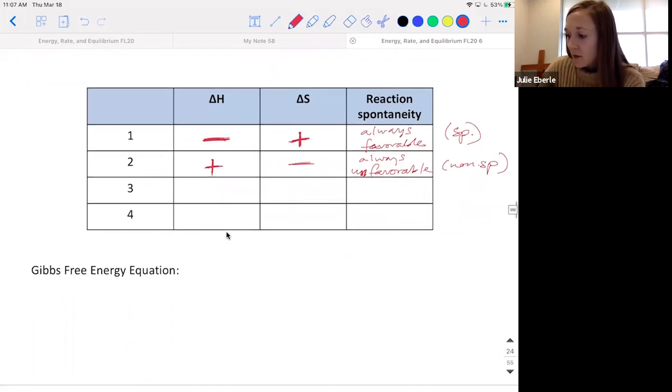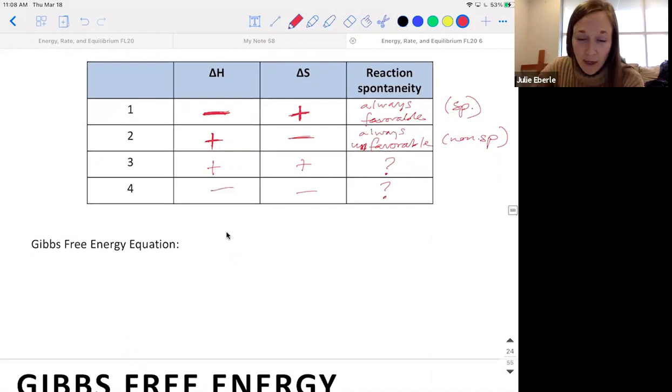But what if you don't have either one of these situations? What if they're both positive, or what if they're both negative? Okay, then we're not entirely sure until we do some math, until we actually calculate something else that will tell us directly. Okay, so delta H and delta S are indirect ways to figure out if a reaction is going to happen or not. But what we're getting to, Gibbs free energy, is going to be a direct way. We can just look at the sign on delta G and know immediately. We don't have to even think about other stuff.